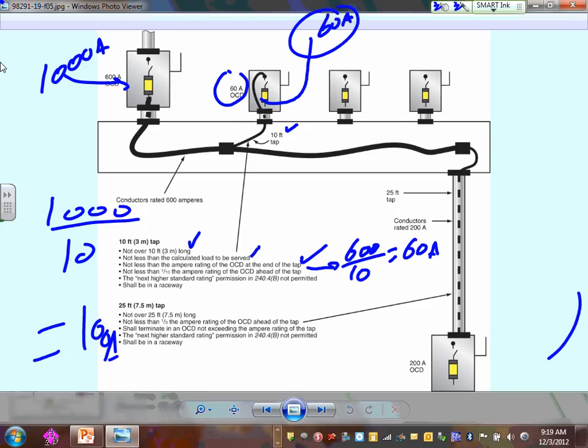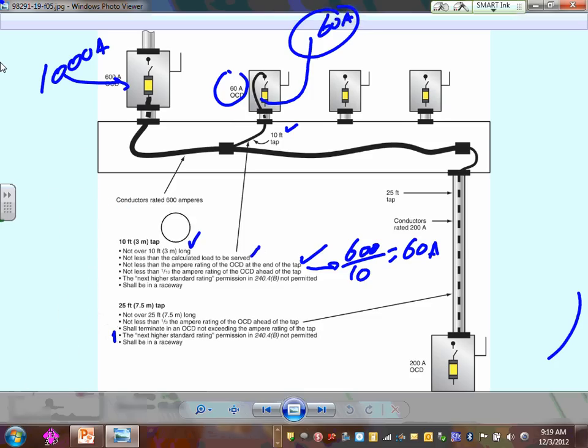Piece of cake. Okay, so that's for the 10 feet. That's your 10 feet. Any question, guys, about the 10 feet, please? Piece of cake. Let's go to the 25 feet.